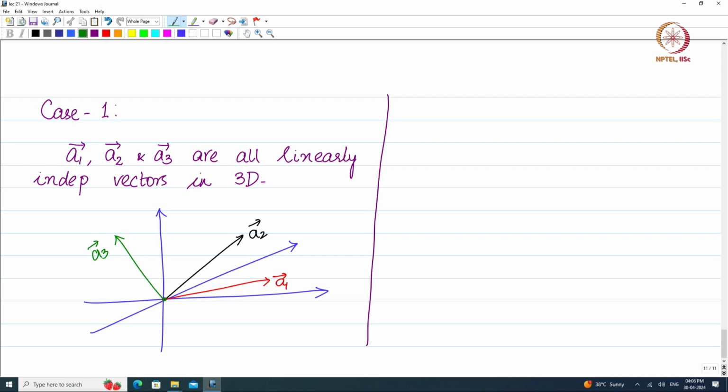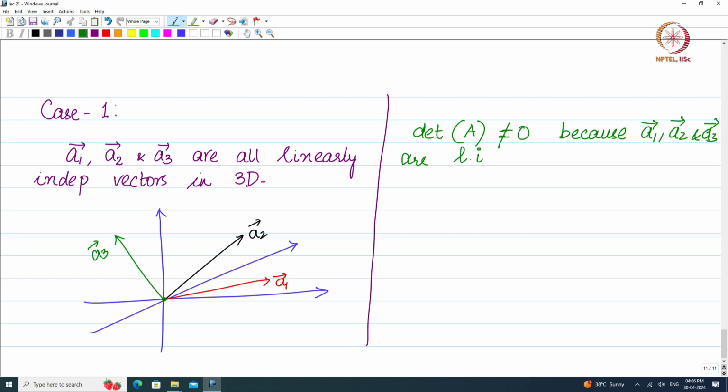the determinant of the matrix is not 0, right. When we have three linearly independent vectors, the determinant of the matrix A is not equal to 0 because A1, A2 and A3 vectors are linearly independent. That means you will have a parallelepiped formed and the volume of the parallelepiped is not 0. Therefore, the matrix A is invertible, right.